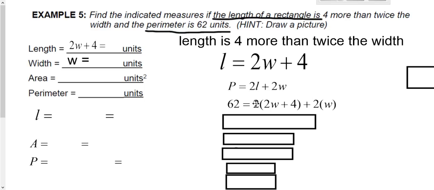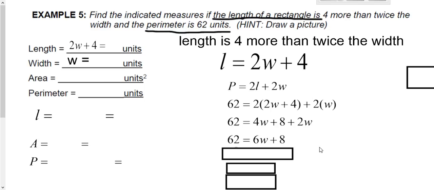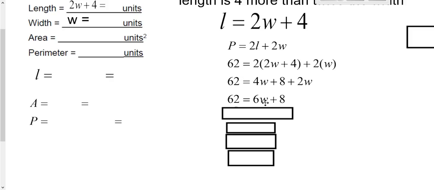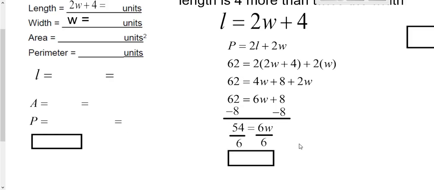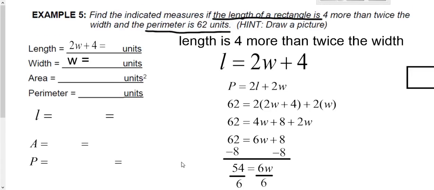So the first thing we do is distribute this, and 2 times w there will be 2w. So 2 times 2w is 4w. 2 times 4 is 8, and then plus the 2w there at the end. Then we'll go ahead and combine these w's. 4w plus 2w is 6w. Let's go ahead and now isolate the 6w, get rid of that plus 8 with minus 8. We end up with 54 equals 6w. Now we'll divide by 6 and get w, the width, equals 9.